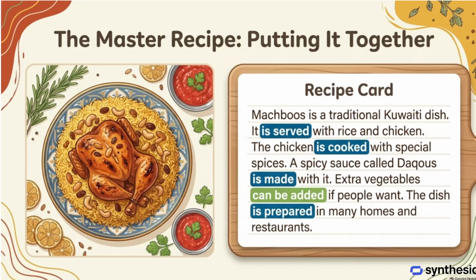Extra vegetables can be added if people want. The dish is prepared in many homes and restaurants. Can you notice the passive voice? We have is served, is cooked, is made, can be added, and is prepared.